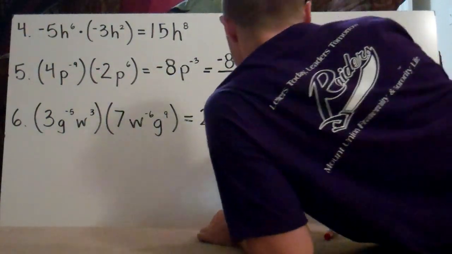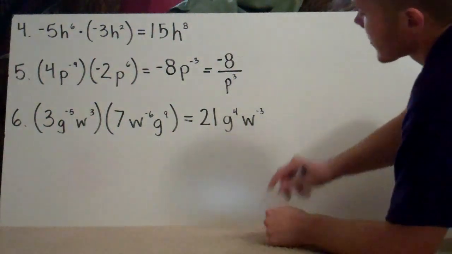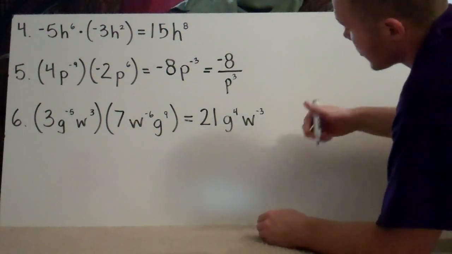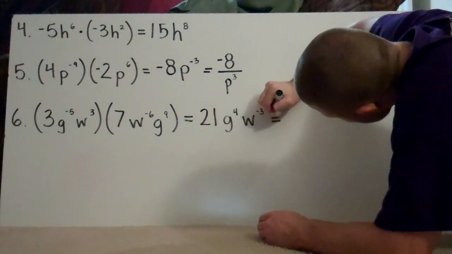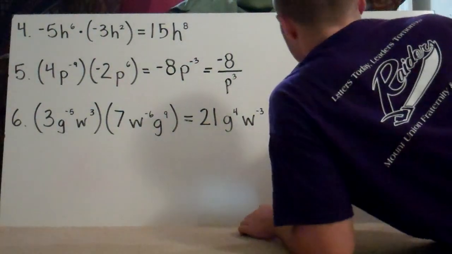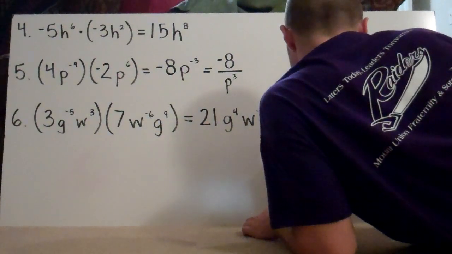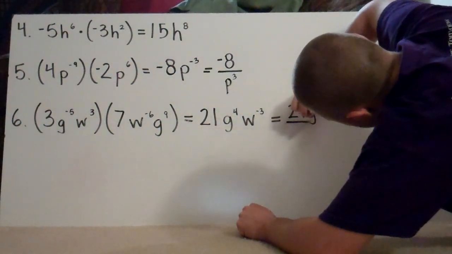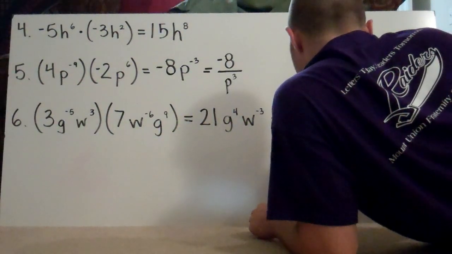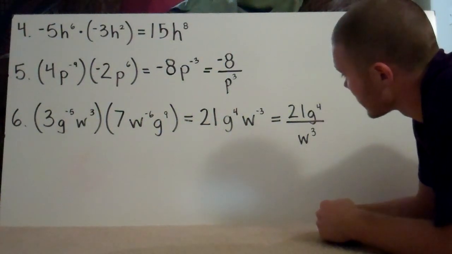So now we get w to the negative 3rd. But again, just like in the last problem, you never want to leave an exponent as a negative. So we need to turn that into a positive. So 21 g to the 4th, that's going to stay on top. And then on bottom we'll go w to the 3rd. And that's going to be it.